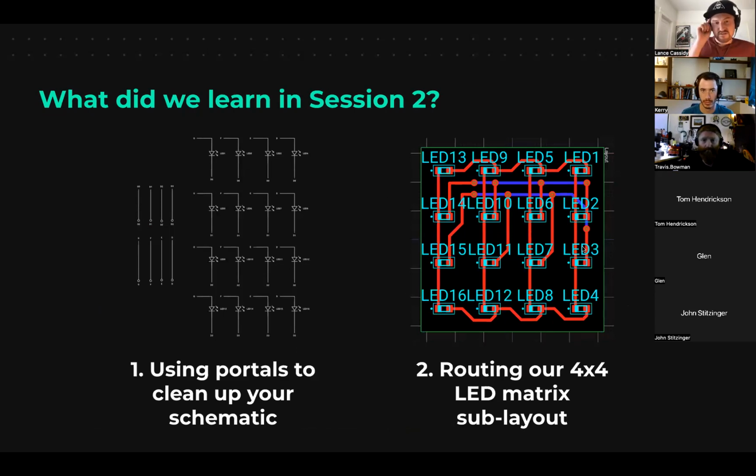This is what we covered in session 2. We learned how to use portals, which are pretty much like net labels to clean up our schematic diagram for the LED matrix, the 4x4. And then we actually routed that 16 LED matrix and turned it into a sub layout. And again, sub layouts are like reusable blocks that you can use in other circuits. So you don't have to redo a bunch of work if you want to recycle a portion of a PCB that you've already routed and positioned components on and whatnot.